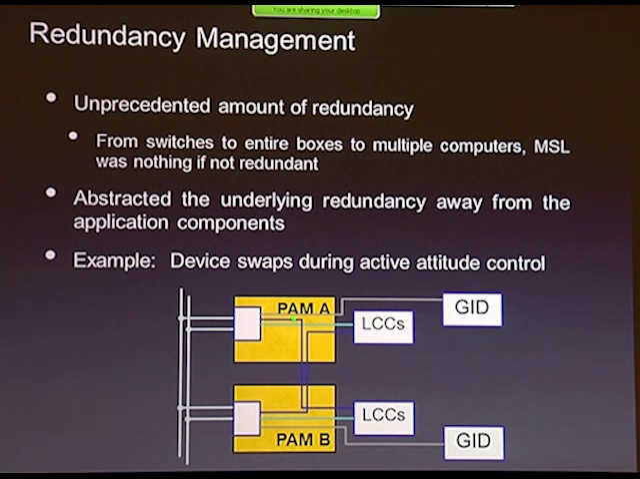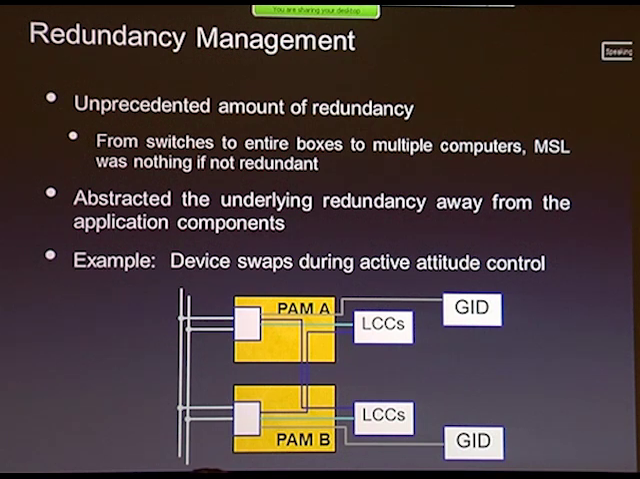An inconsistency. But anyway, what the attitude control system would do is say, hey, I have a problem. I can't attain my attitude. I am going to try with this other PAM. And by abstracting the redundancy, by saying, here's a good PAM, use this one instead, we're actually able to make the system more robust. Does that make sense?